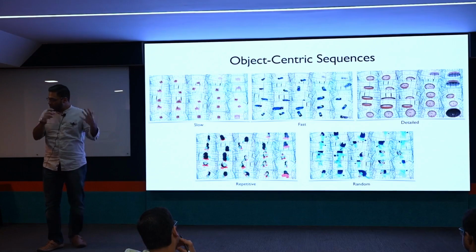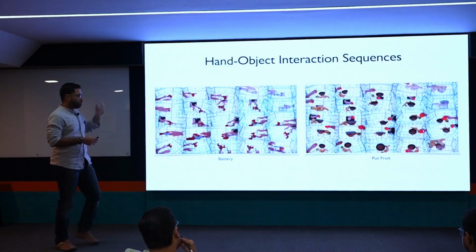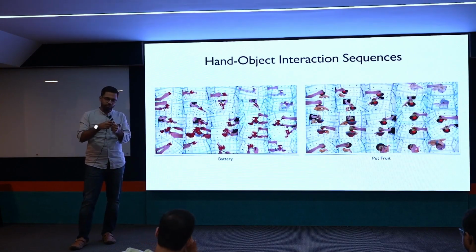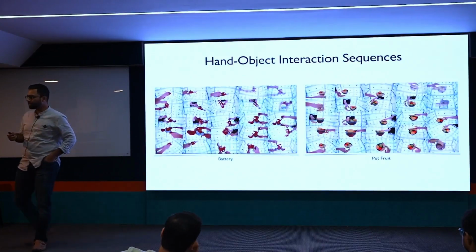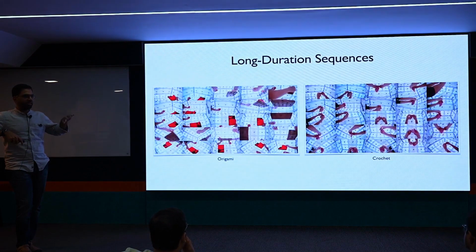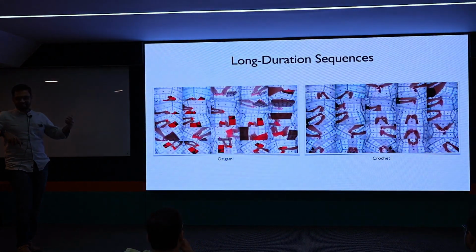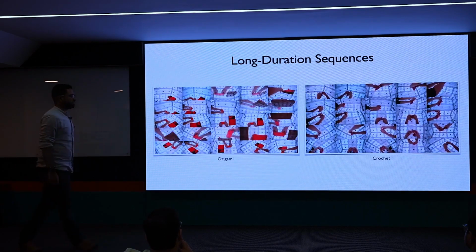And we have a lot of data: object-centric sequences, hand sequences, large-scale motion, small-scale motion. We have all these different kinds of examples. And our goal here was not to build a method for this kind of dynamic reconstruction, but just to build this dataset that we and others can use to build dynamic reconstruction methods. So that was the goal here.